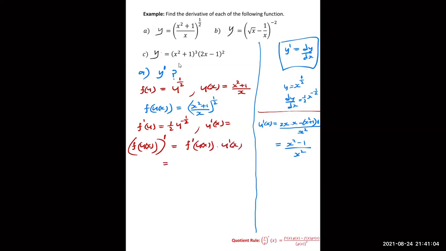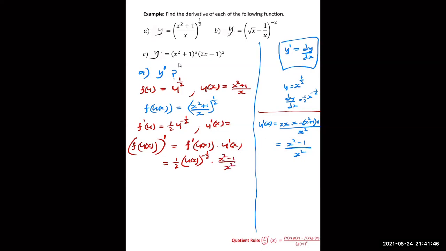That will be equal to, I know f prime of u. My f prime of u is 1/2 u to the power minus 1/2. So to obtain f prime of u of x, you plug in u of x in both places. That is 1/2 times u of x to the power minus 1/2, times, don't forget this u prime of x. u prime of x is this function. That is x squared minus 1 over x squared.